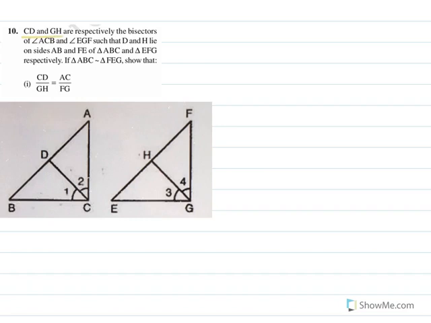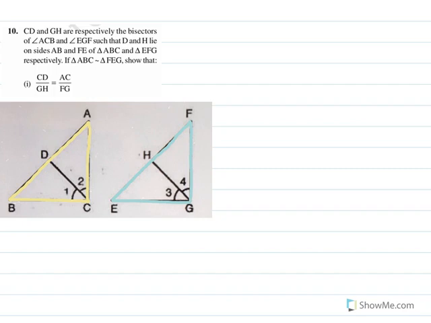CD and GH are respectively the bisectors of angle ACB and EGF, such that D and H lie on the sides AB and FE of triangle ABC and triangle EFG. If triangle ABC is similar to FEG, show that CD over GH equal to AC over FG. So here's triangle ABC, and then we have triangle FEG, and it's given to us that these triangles are similar.